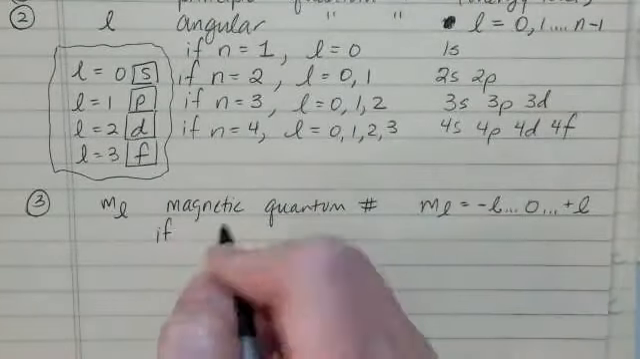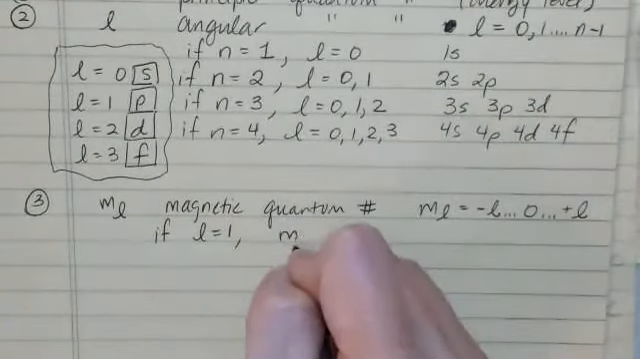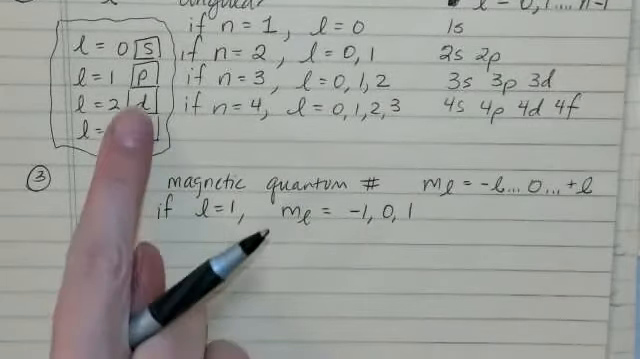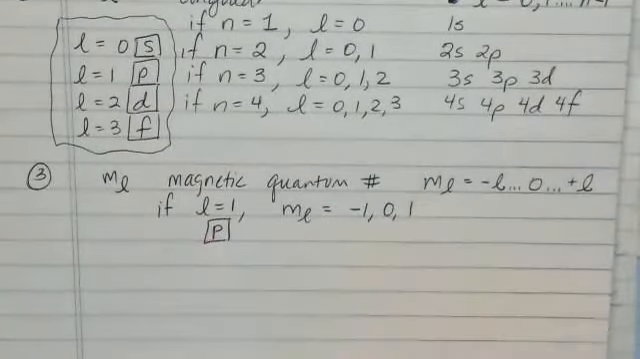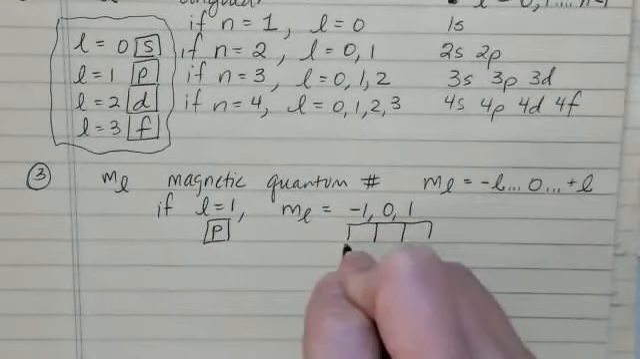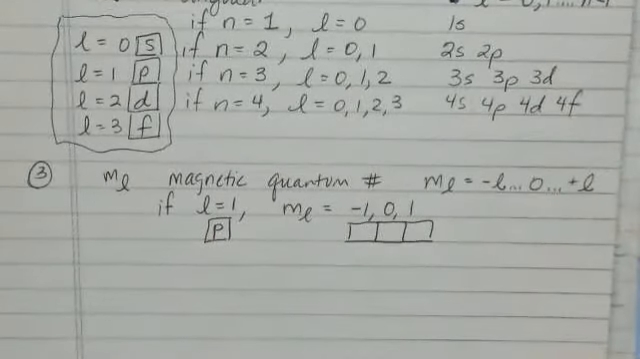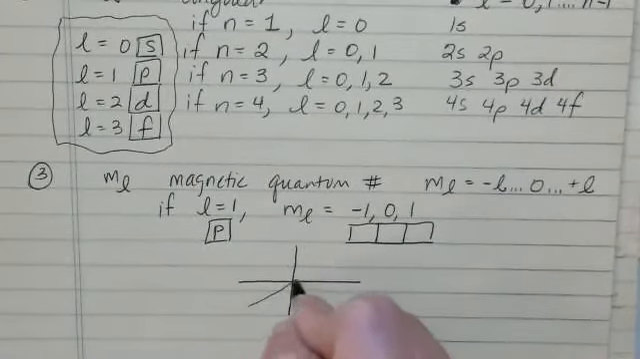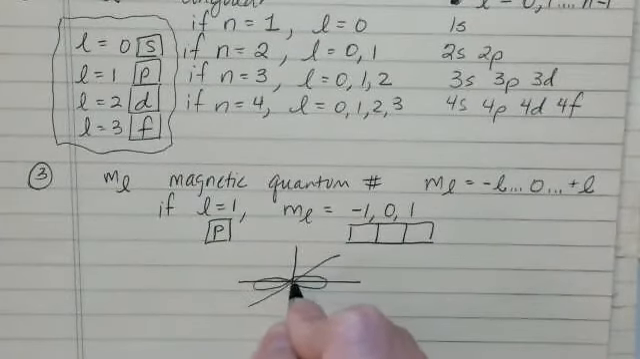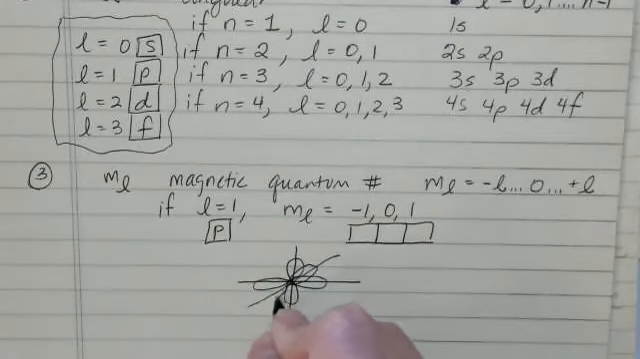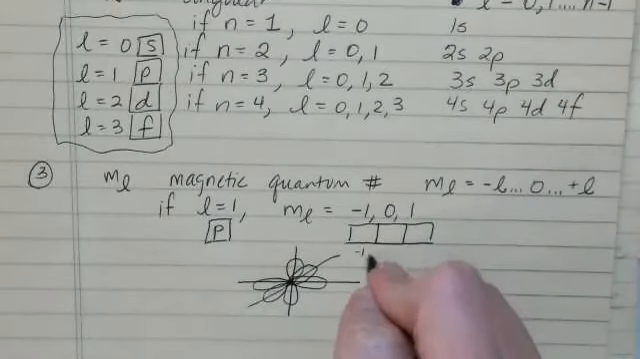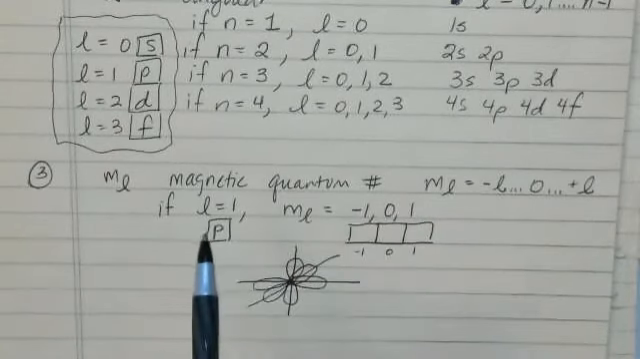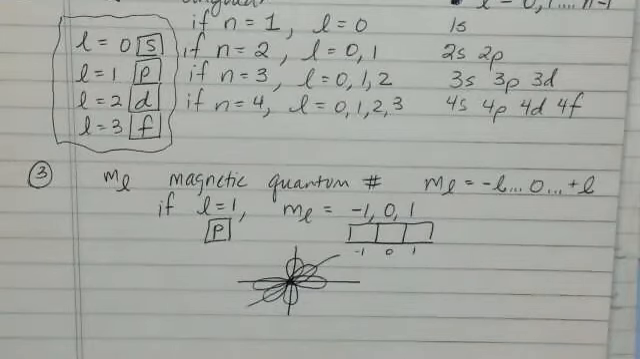So if, for example, L is equal to 1, that means your M sub L could be negative 1, 0, or 1. So remember when we had an L of 1, we were talking about a P subshell. And if we remember intro chem, when we did our P orbitals, we drew 3 boxes, because we have 3 P orbitals. We have one that travels along the x-axis, one that travels along the y-axis, and then one that's out on the z-axis. And so there's my -1, 0, and 1 for my 3 possible orbital values. So the M sub L is taking that sublevel and looking at the specific orbitals within that.